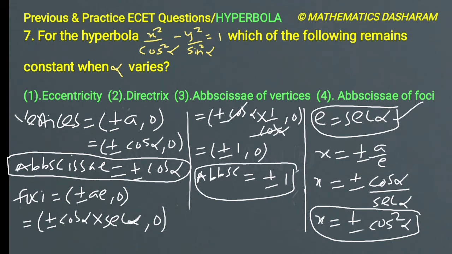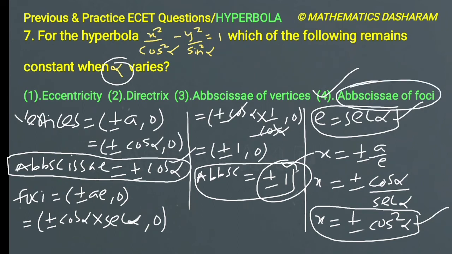Now observe the four answers. Eccentricity sec alpha, directrix plus or minus cos square alpha, abscissa of vertices plus or minus cos alpha, and abscissa of foci plus or minus 1. So which is a constant here? Plus or minus 1. Then option 4 is correct. So even if you substitute different alpha values, definitely you will get the constant for the abscissa of foci.